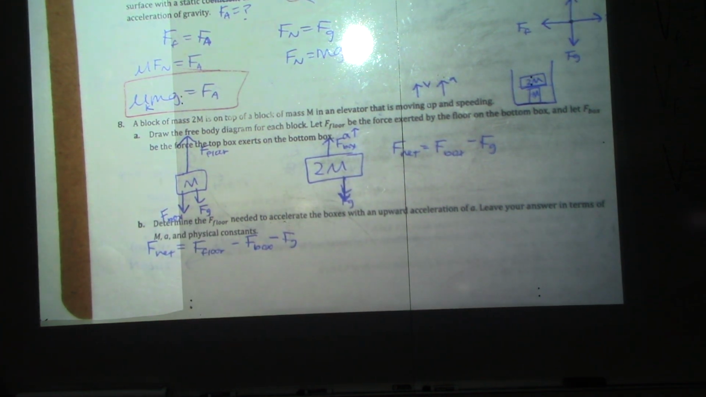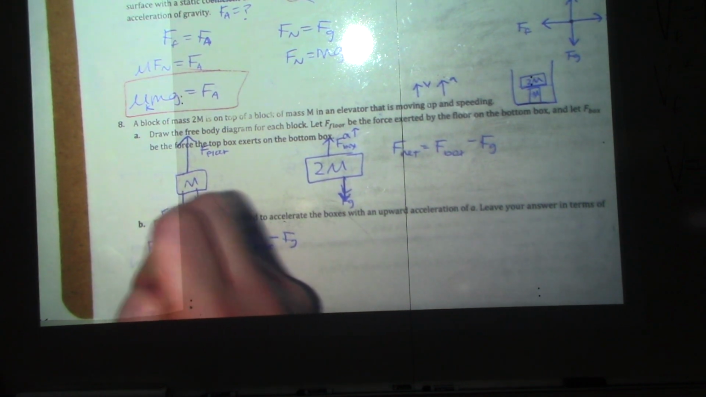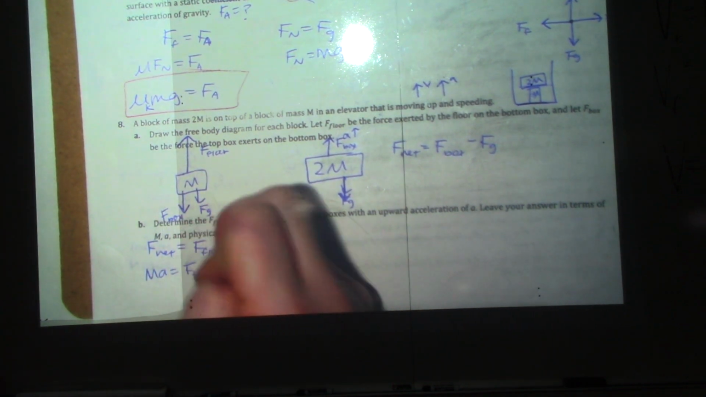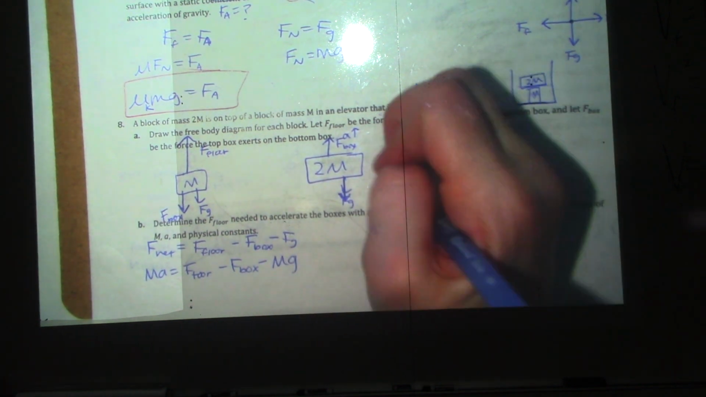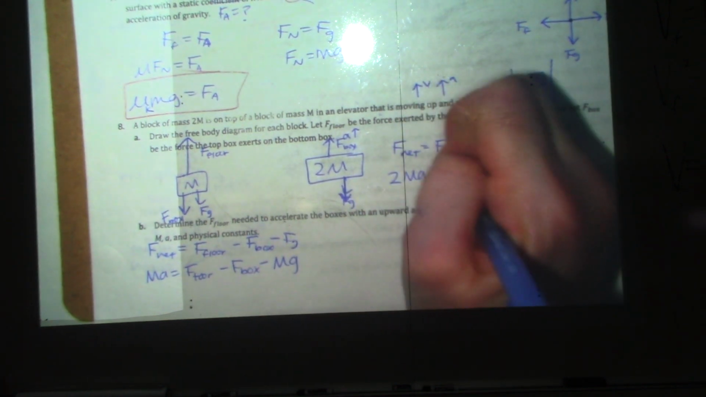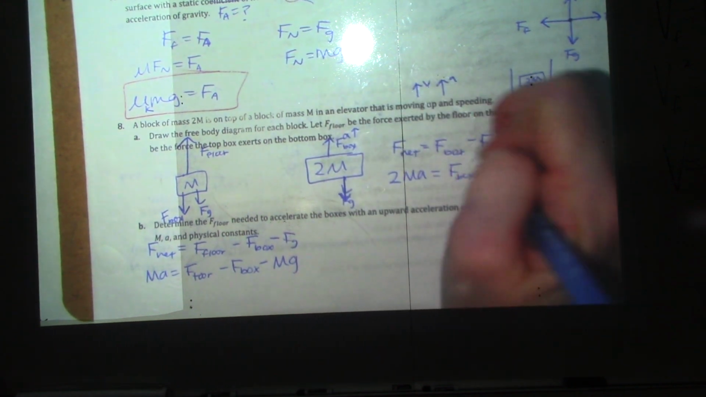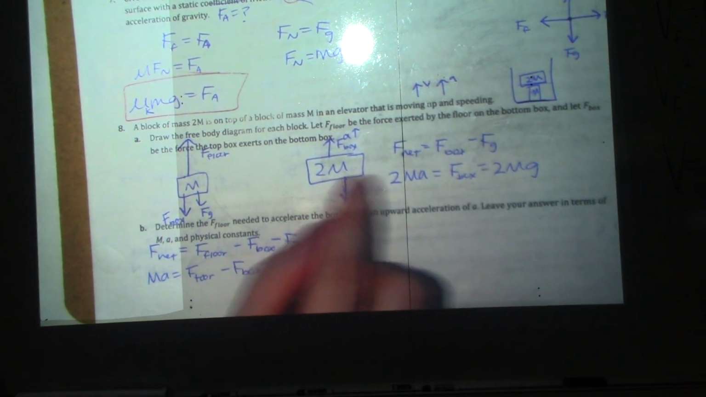Now I'm going to replace F net with ma, and Fg with mg. F net here is 2ma, and Fg here is 2mg, because it's mass times gravity, and my mass here is 2m.